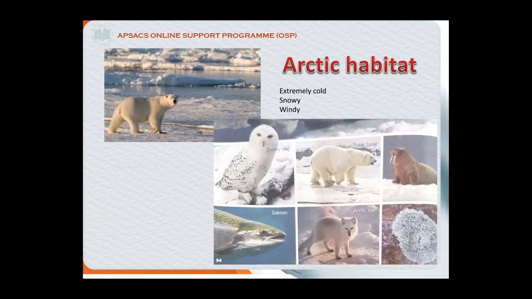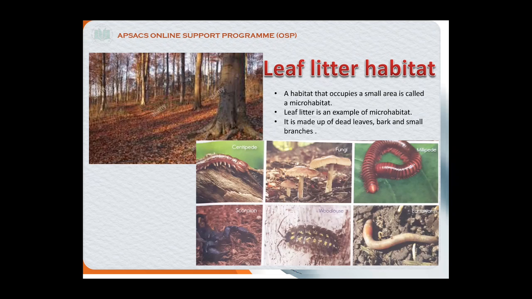Next is Arctic habitat. The Arctic habitat is extremely cold, snowy, and windy. However, there are certain organisms which can survive these harsh conditions. The soil in the Arctic is mostly covered with snow or small plants. Some examples of organisms which can be found in this habitat are snowy owl, salmon, Arctic fox, polar bear, walrus or lichens, etc.